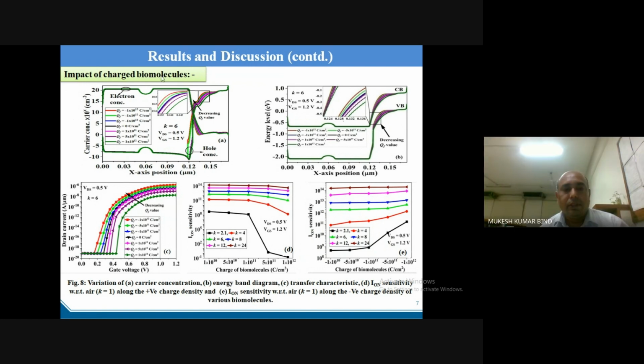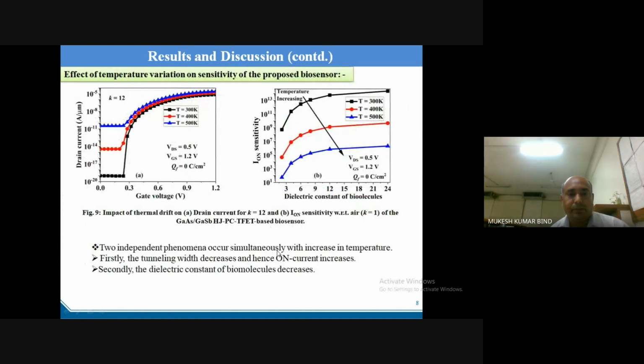Okay. When the negative charge density increases, the device on current increases. Figures D and E show the impact on sensitivity. Here we can say that when the negative charge density of the biomolecule increases, the sensitivity of the device increases. When the positive charge density increases in the cavity region, the device sensitivity decreases.